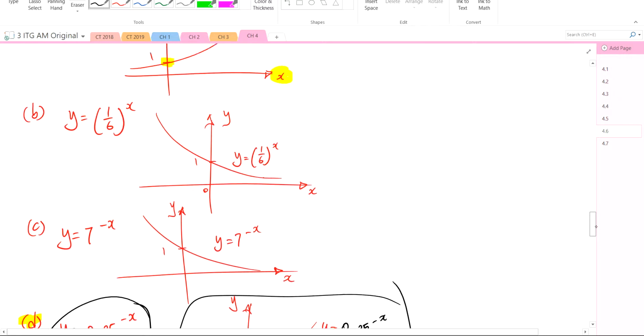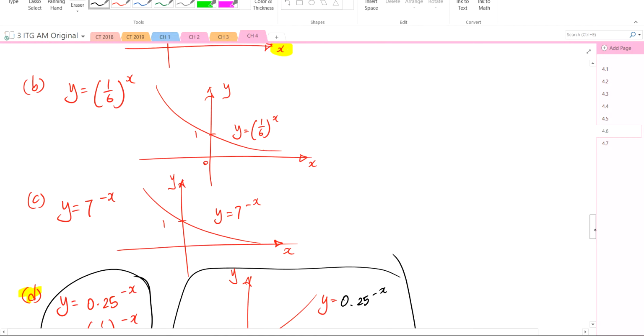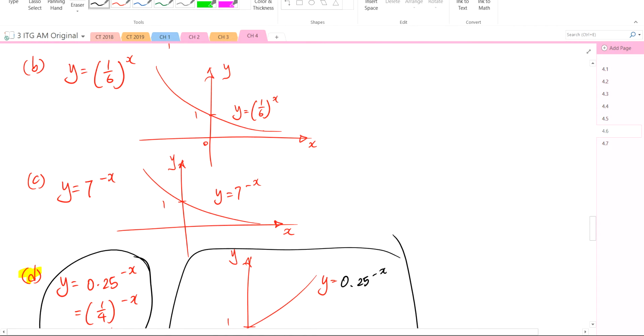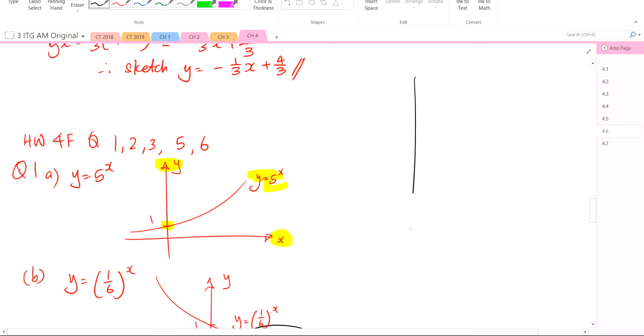Now for all of these exponential graphs, we see that the graph goes nearer and nearer to the x-axis, but it doesn't touch. So this is a common mistake that I see for graphs.